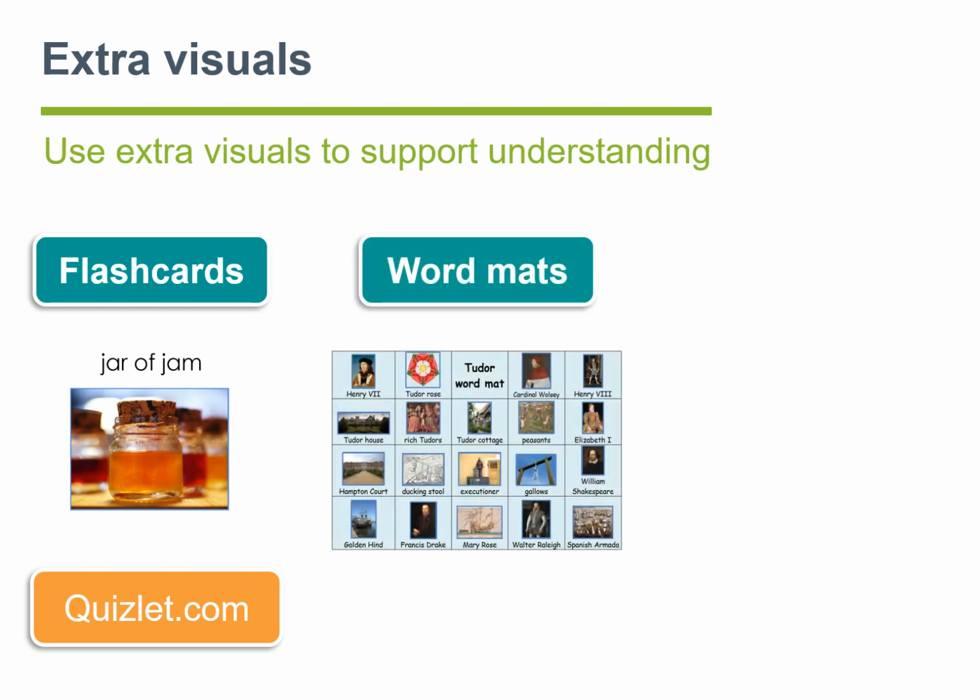Word mats can be used to remind learners of a group of words or phrases. In the middle of the slide, we can see an example of a word mat with pictures and captions for the topic of Tudors for the subject of history.